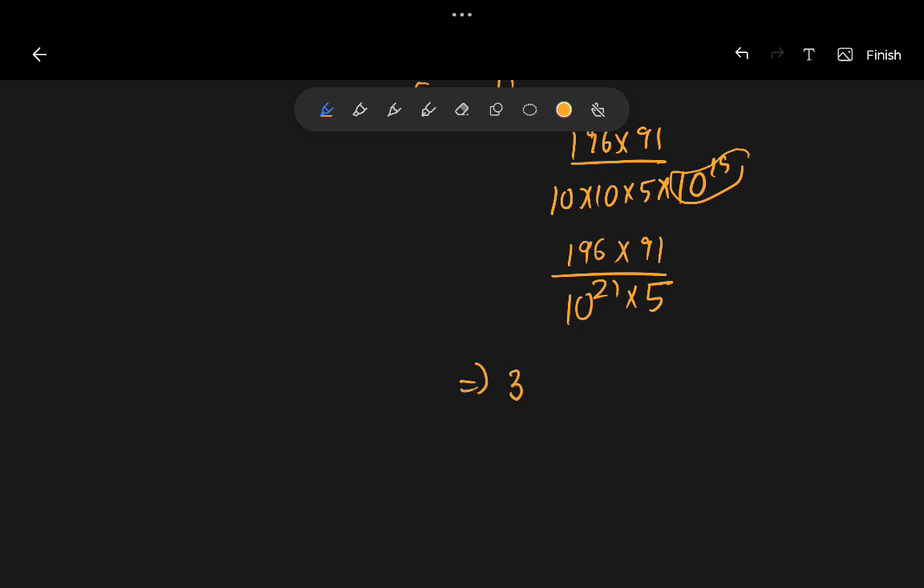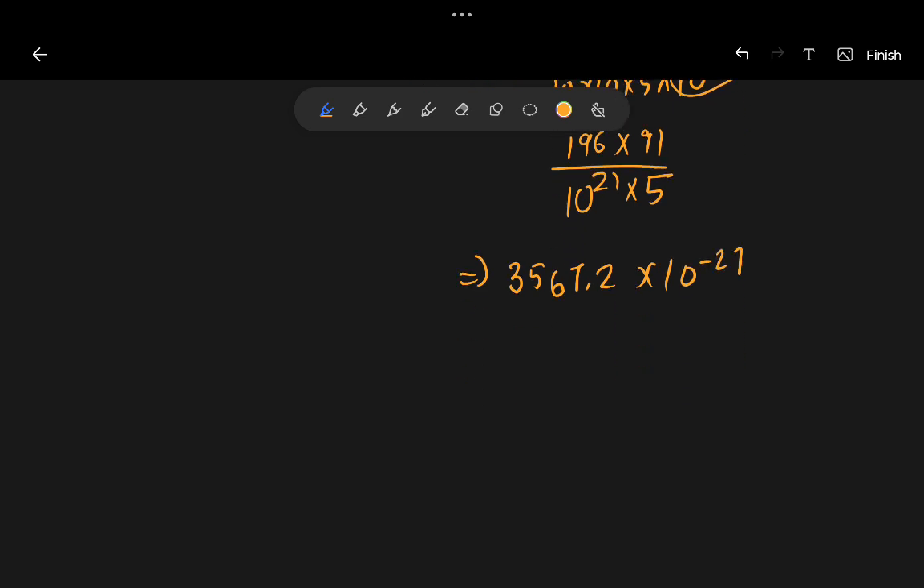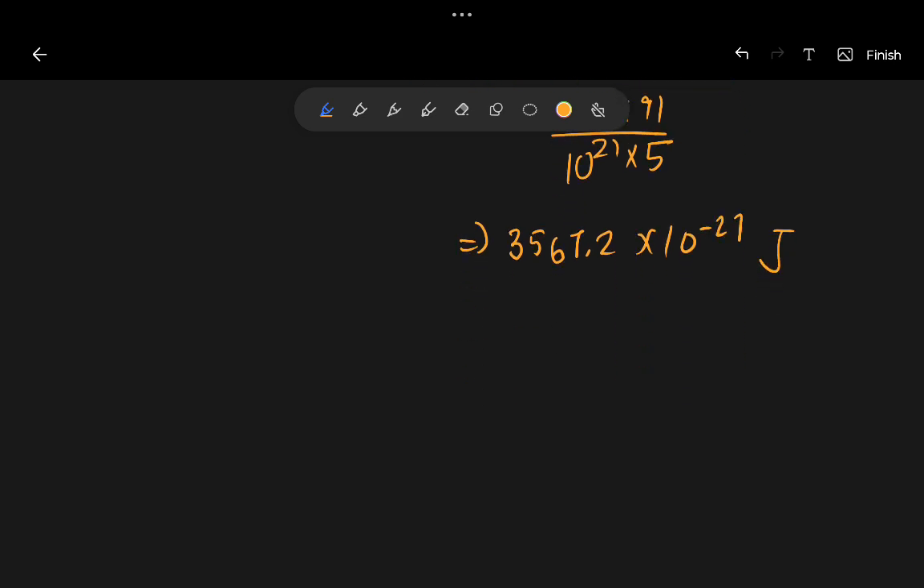We'll get 3567.2 into 10 to the power -21. Right, so now this is energy, so let's write joule here. We can just write it like this in the scientific notation form: 3.5672 into 10 to the power minus 18 joules. So this is the kinetic energy which we are getting.